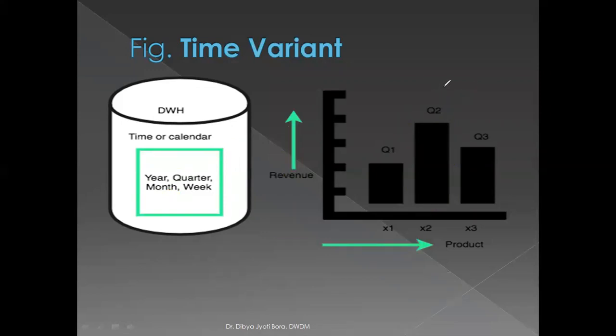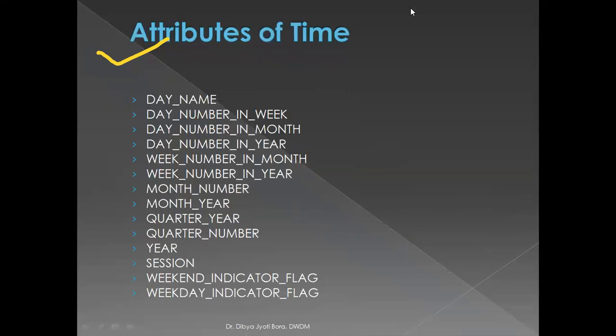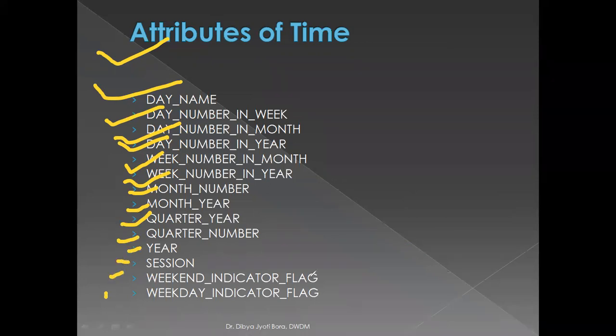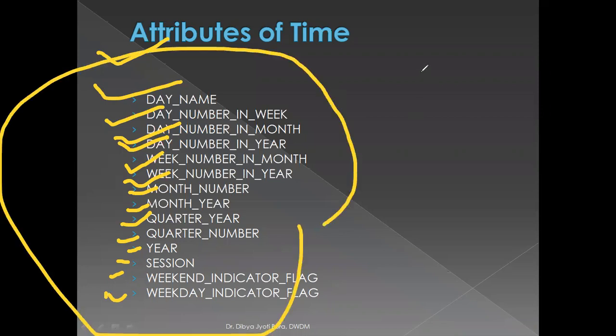So with this example, what I meant to say is that the data in the data warehouse is time variant in nature. Different attributes of time are possible, like day name, such as Monday, Tuesday, the day number in week, second day, third day, first day, then day number in month, day number in year, week number in month, week number in year, month number, month year, quarter number, year session, weekend indicator flag, weekday indicator flag. These are the different attributes of time.